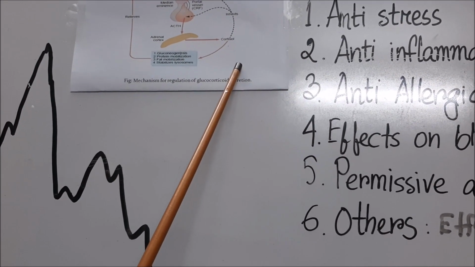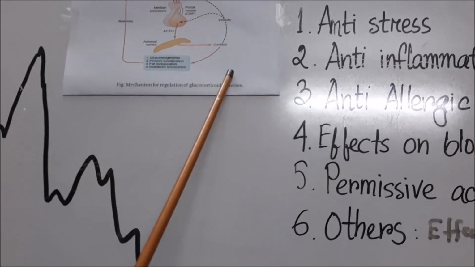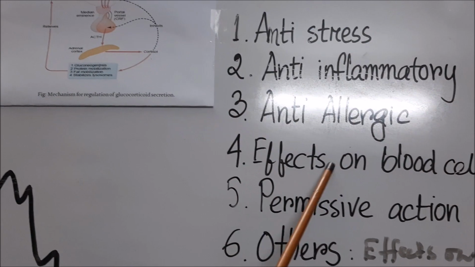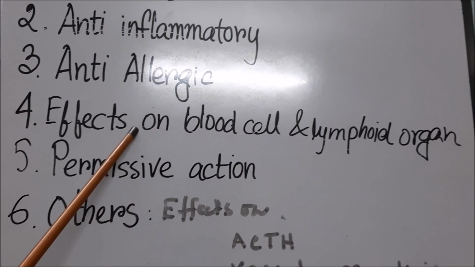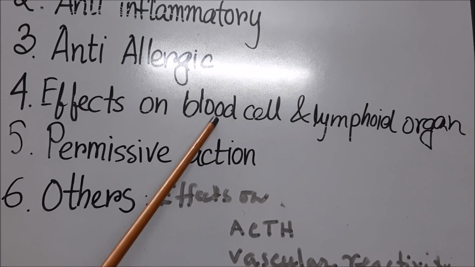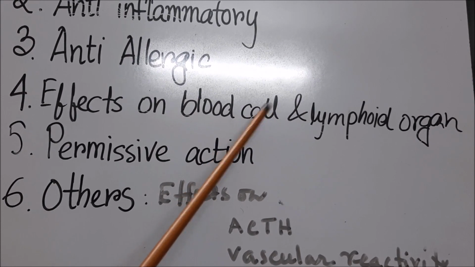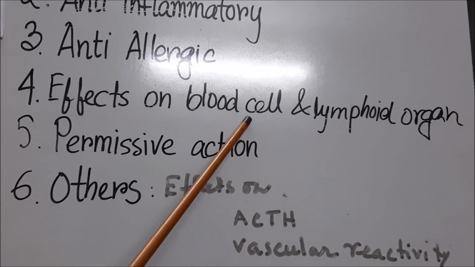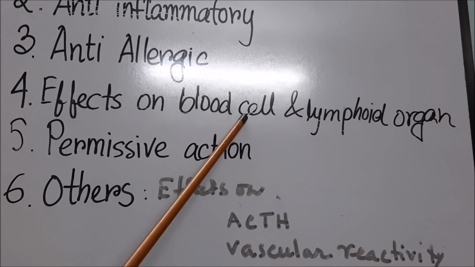As you know, cortisol does not change the pattern of the disease, but only prevents the adverse effect of inflammatory substances. Now come to the fourth effect: on blood cells and lymphoid organs. Cortisol increases the RBC count and platelet count, and increases neutrophils and monocytes. Then cortisol decreases eosinophils, basophils and lymphocytes. If the cortisol level is very high, you will get eosinopenia as well as lymphopenia.